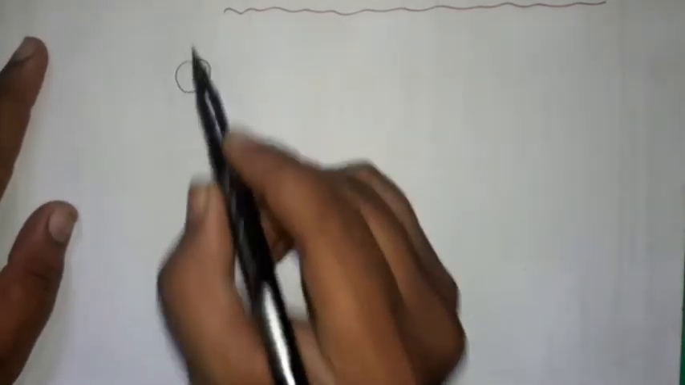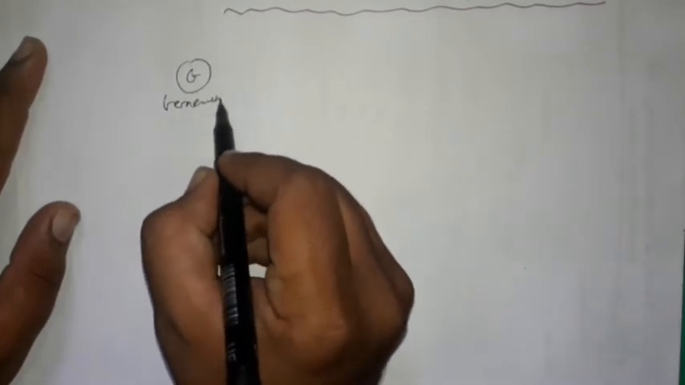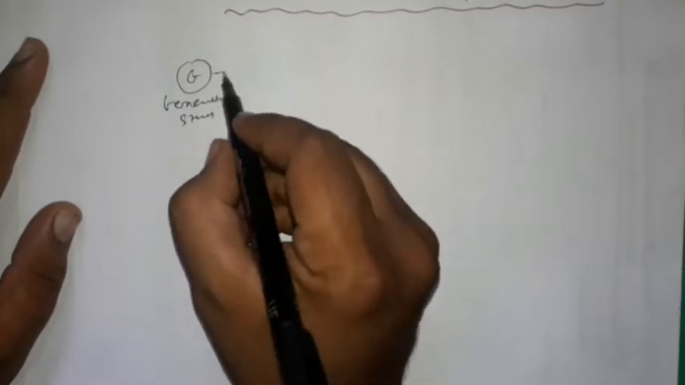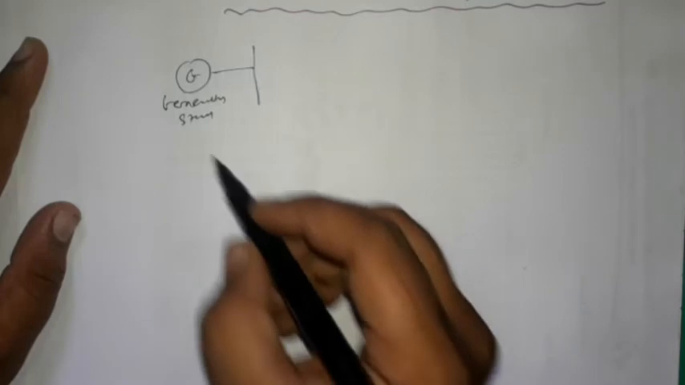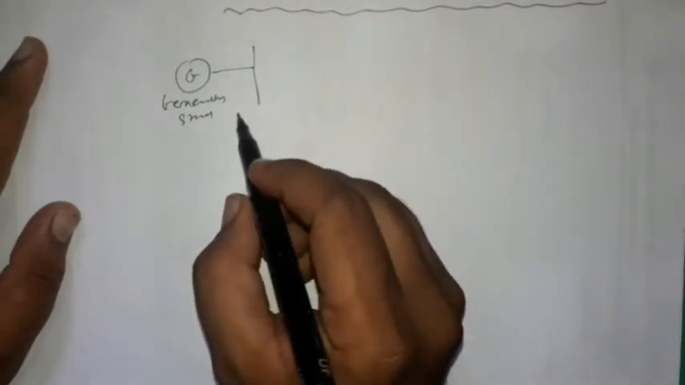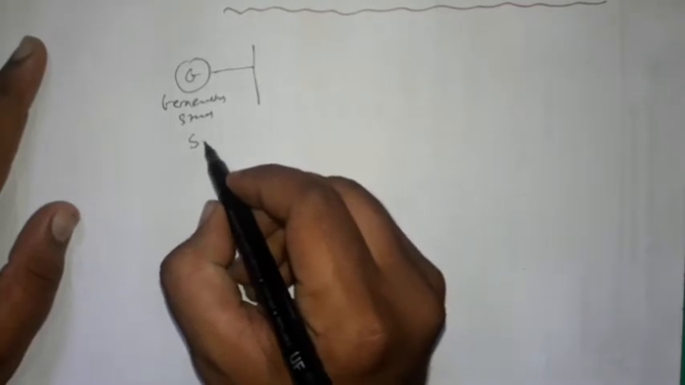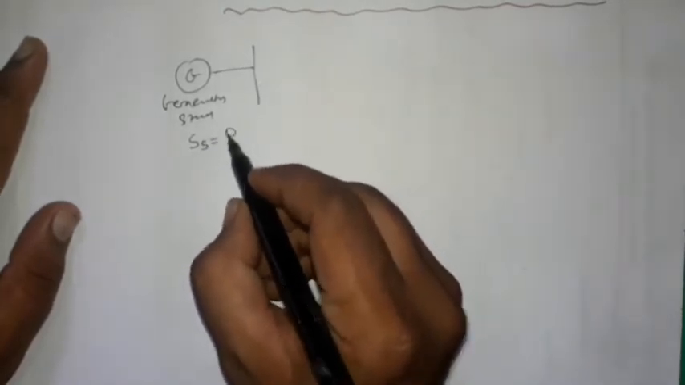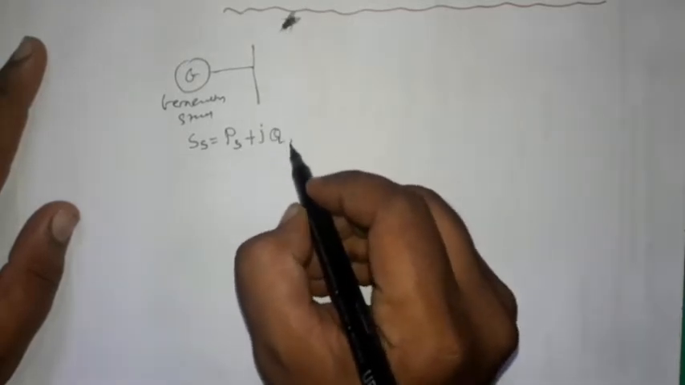Here we see in the figure is our generating station. Now from the generating station we transmit the power. So it is our sending end. So the value of apparent power at the sending end is equal to active power plus reactive power.